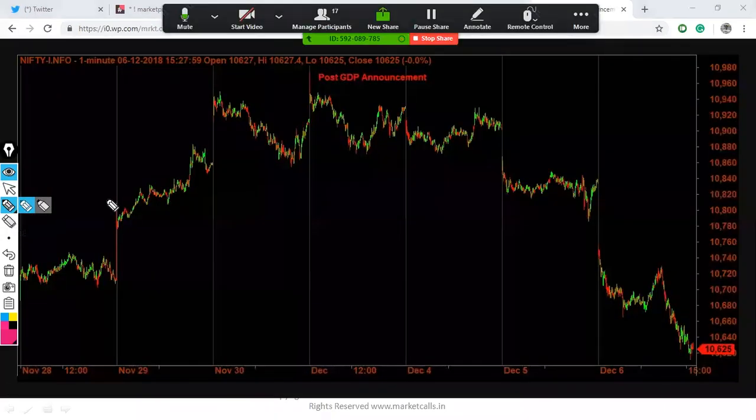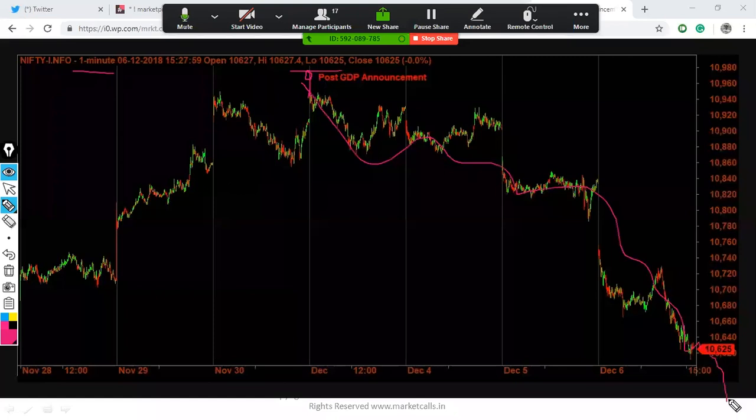GDP usually happens on Friday, so Monday the market opens. This is the first minute on a 1 minute chart, and the market was opening on Monday. It made a high, and then it came back in, and from there it almost crashed to 10,625, and again on December 11 we made a low of around 10,325. So that's almost a 600 point crash from the GDP announcement.